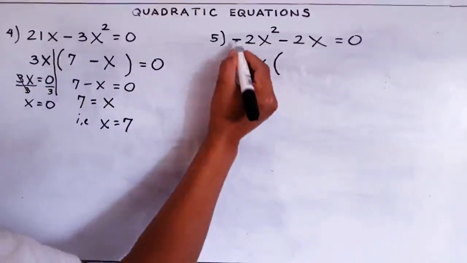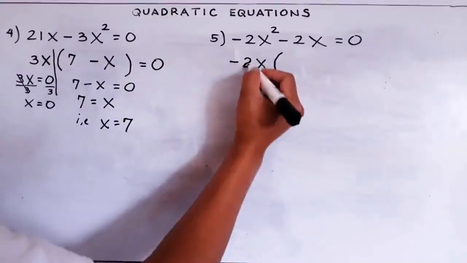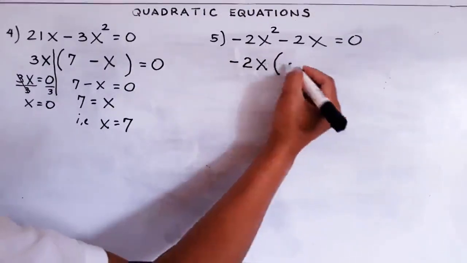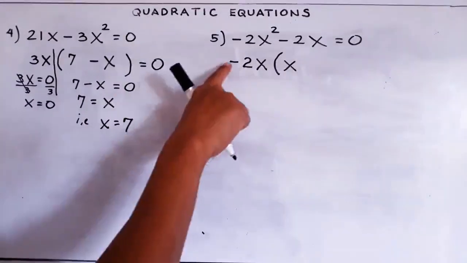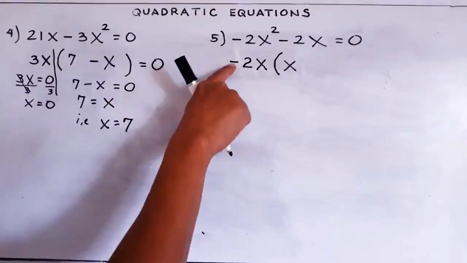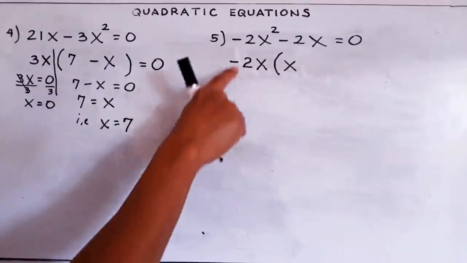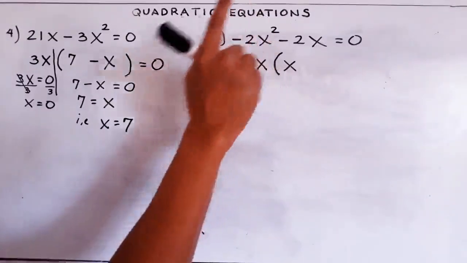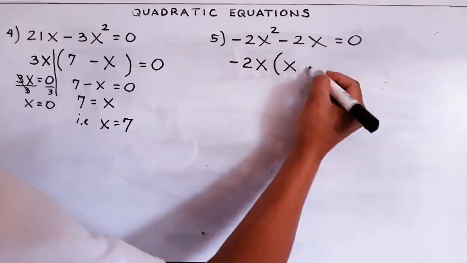When we divide negative and negative, the answer is positive. 2 and 2 is 1. X squared over x is x. We are now checking the sign. Negative times positive is negative. Negative 2x times x, negative 2x squared. Right, check. Now, what is the sign of this one?